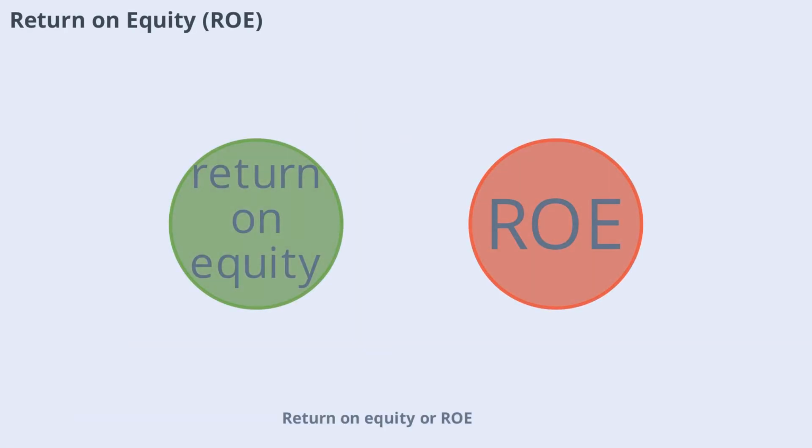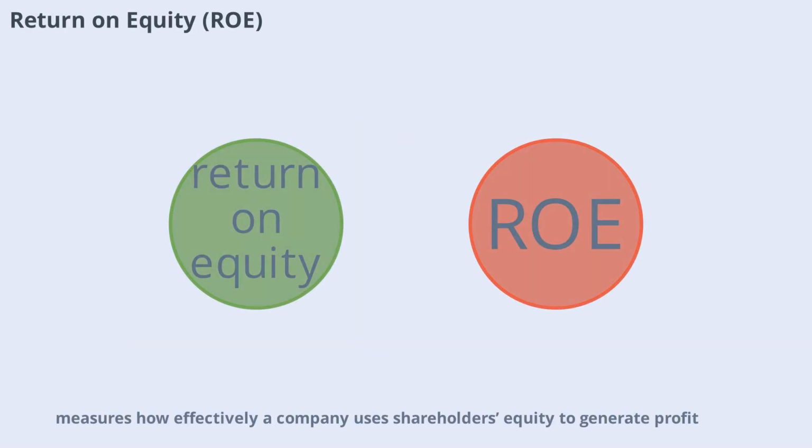Return on equity, or ROE, measures how effectively a company uses shareholders' equity to generate profit. It's calculated by dividing net income by shareholders' equity. A higher ROE means the company is delivering better returns to its owners. This ratio is especially important for investors who want to see how well their money is being used. Let's see how to calculate and interpret ROE in the next scene.